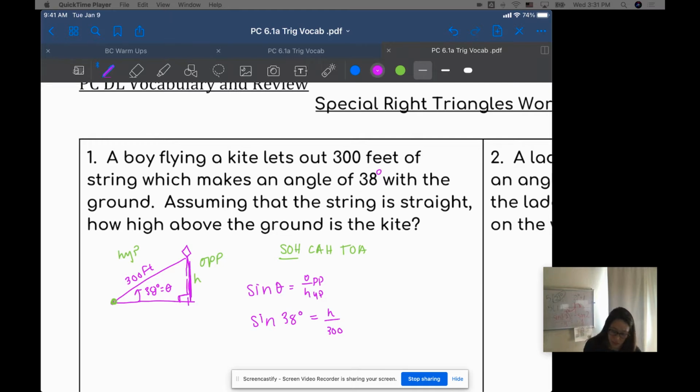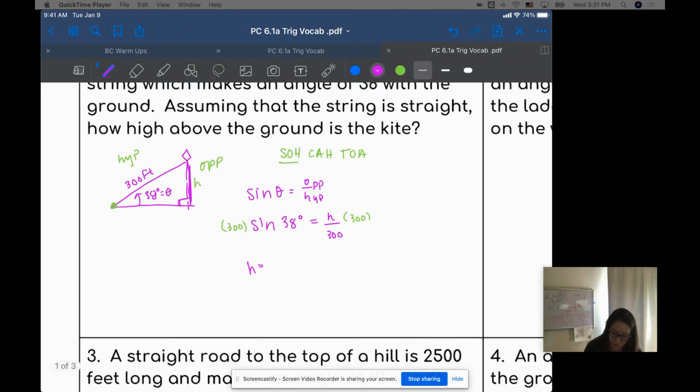So to get H by itself, we're going to multiply 300 on both sides. So I get the height of the kite is equal to 300 times the sine of 38 degrees. This is the exact value. And then let's get the decimal equivalent.